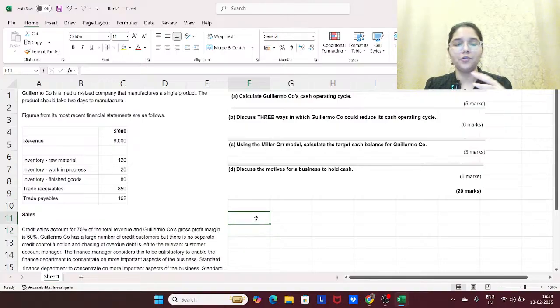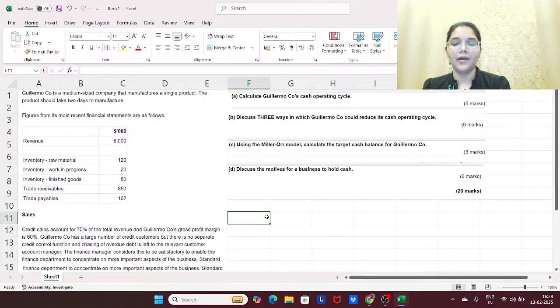You have to basically add all of the current assets. So, you will add the inventory period, you will add the trade receivables period, and you subtract all of the current liabilities. That means you will subtract the trade payables payment period. So, let's get started with our working.